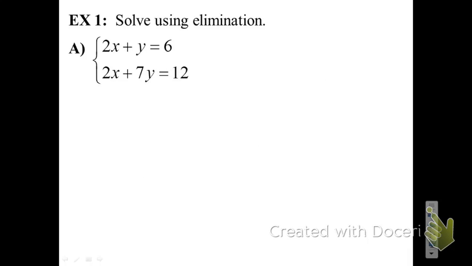So our first example says solve using elimination. Now, if you notice, the first thing you're going to want to do is choose a variable to eliminate. We could either choose the x's or we could choose the y's. But if you notice here, these have the same number. Step 2 says to create opposite coefficients. So if we take the top equation and multiply it by a negative 1, it will give you negative 2x minus y or plus negative y equals negative 6. And then we don't have to change the second equation.